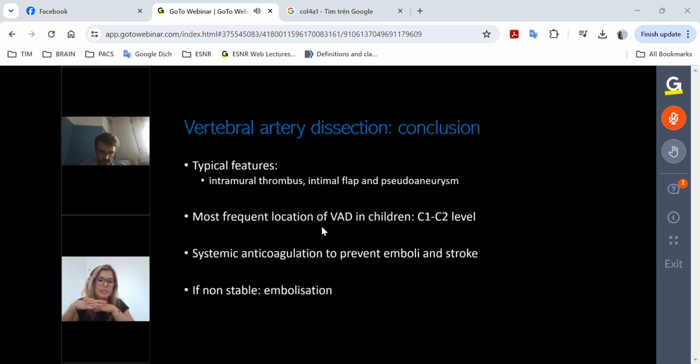It was very difficult because the patient was very unstable for a very, very small lesion. He didn't have a big hematoma. So it was a very difficult case. And it is more frequent at the C1, C2 level because it's a more mobile location of the craniocervical junction, and of course they have to be treated to prevent emboli and stroke, and embolization has to be performed when they are unstable.